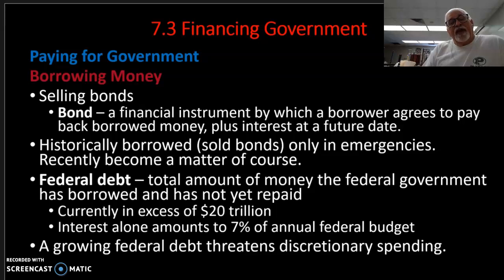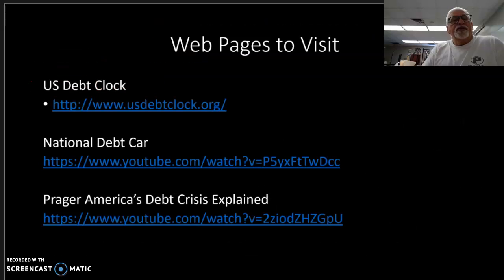And your book has a great deal on this. That's a lot of money. But so is $1 billion a lot of money. So is $1 million a lot of money. There's an example of an aircraft carrier that you would do well to read at the first part of the chapter. But paying interest alone on the federal debt amounts to 7% of the budget. And a growing federal debt threatens our discretionary spending. You'll recall there are two types of spending, discretionary and mandatory.